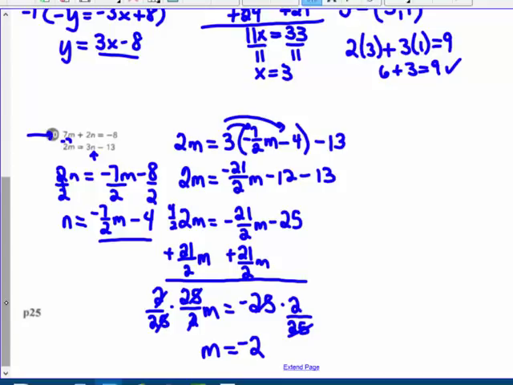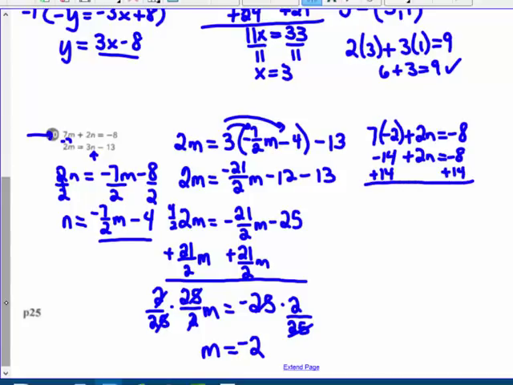M equals negative 2. I'm going to put that back into the first equation. 7 times negative 2 plus 2n equals negative 8. That's negative 14 plus 2n equals negative 8. I'm going to add 14 to both sides to get my n alone. And I have 2n equals 6. Dividing by 2, n equals 3. So I believe the solution is m is negative 2 and n is 3.